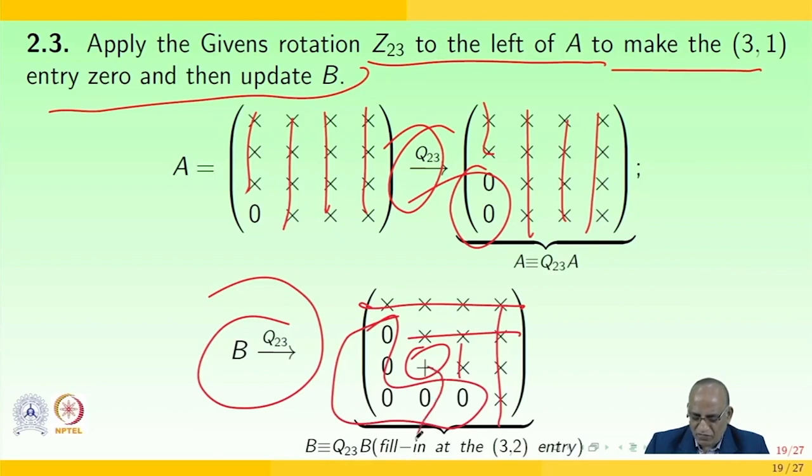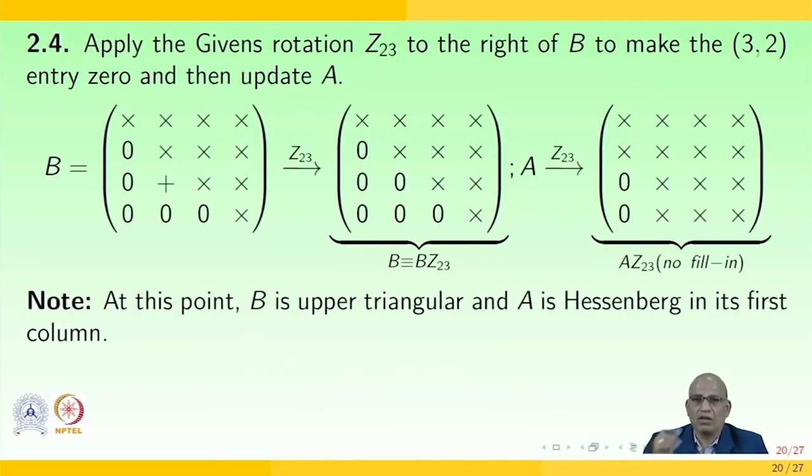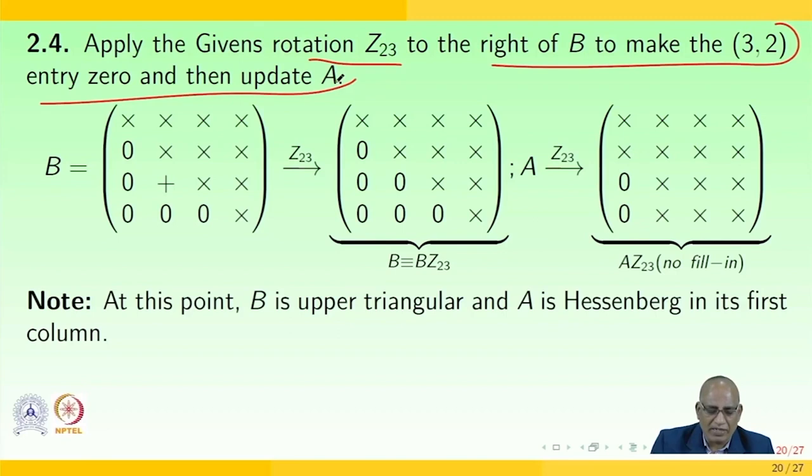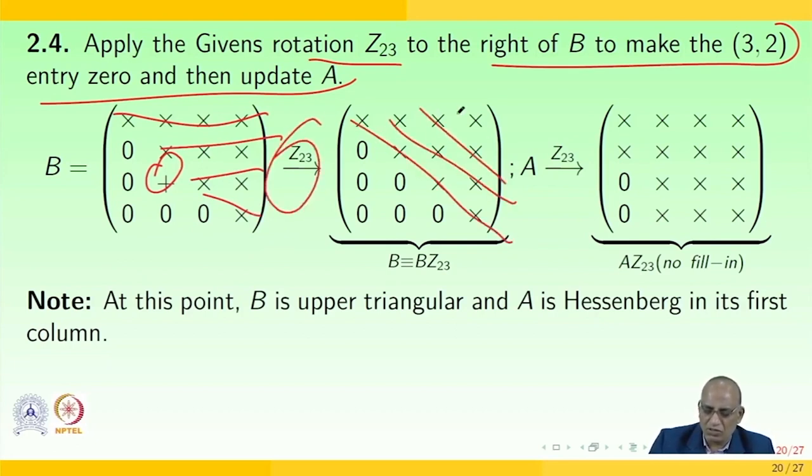Fill in. So this is the fill-in at the (3,2) entry. Apply the given rotation Z23 to the right of B to make the (3,2) entry 0, and then update it. So you will have non-zeros, and this is the fill-in. So apply Z23. So this becomes non-zero, non-zero, non-zero, non-zero.